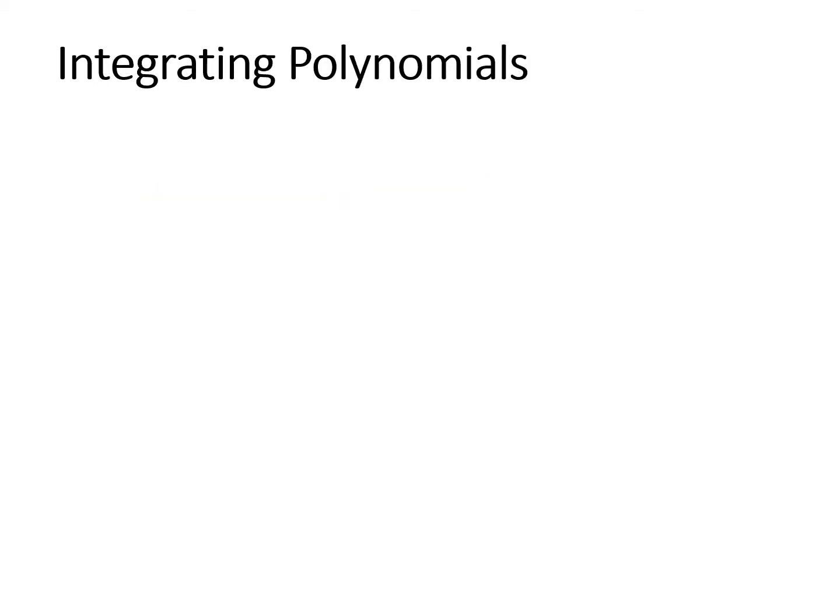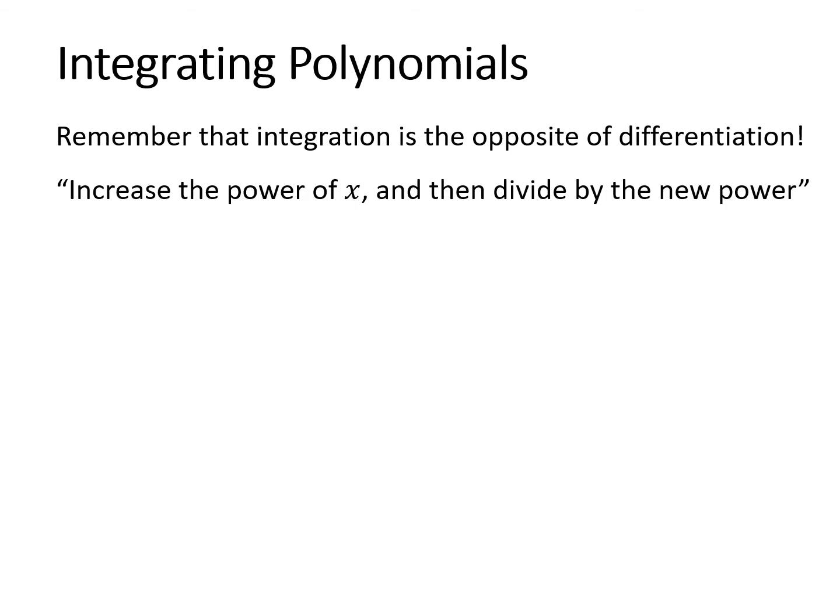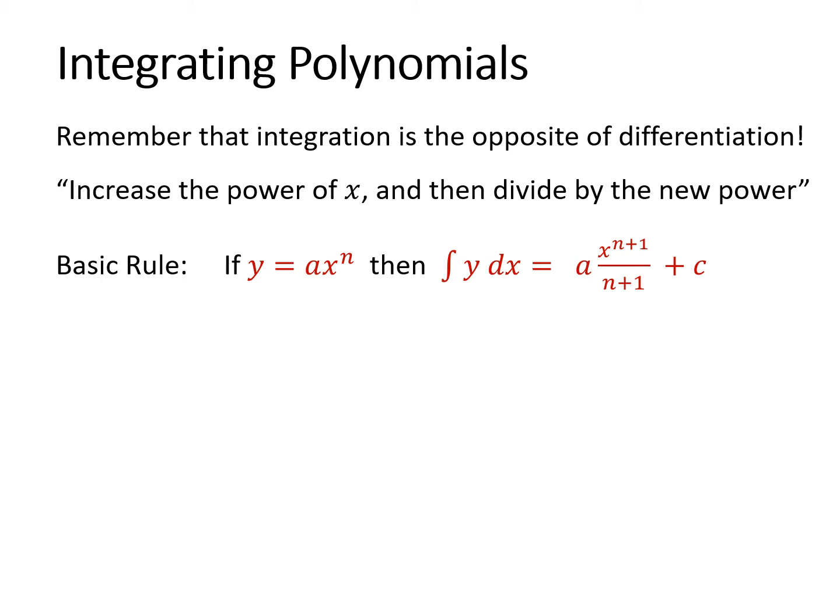Right, so first of all, integrating polynomials. So polynomials are when it's something like y equals 4x squared or 3x cubed or something like that. So remember, integration is the opposite of differentiation. So this time, instead of multiplying the power by the number in front and reducing the power, we need to increase the power of x and then divide by the new power. That's the rule. So we have, if y equals a x to the n, then the integral is going to be a x to the n plus 1 and then divided by n plus 1. And then we mustn't forget to put a plus c on the end.